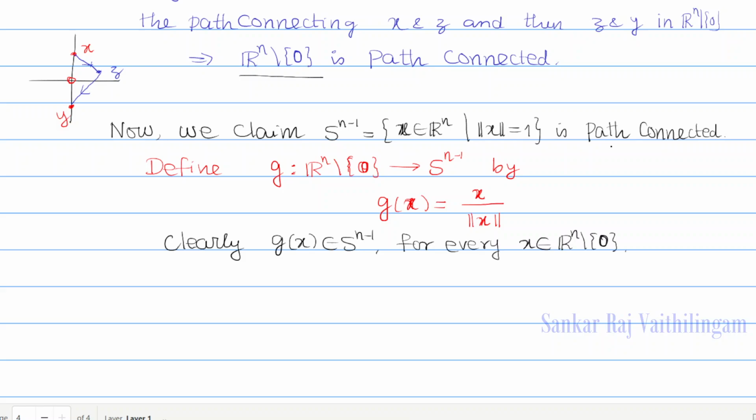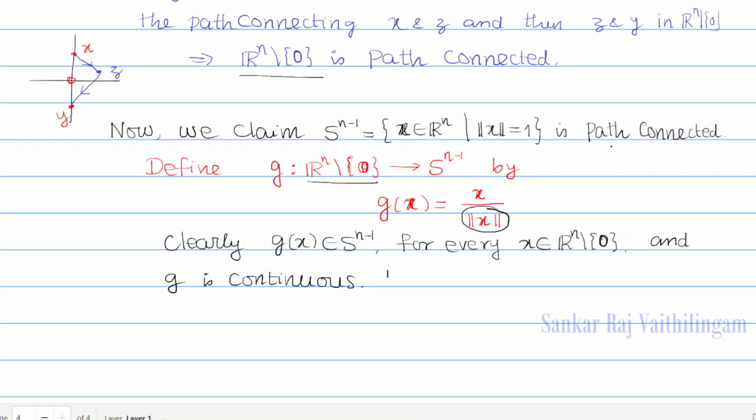And g is continuous. How is it continuous? Because we know that the norm function is continuous, and the norm function is not going to be 0 there. Therefore, 1 divided by norm x is a continuous function. The identity function is continuous, and the quotient of two continuous functions is continuous. Therefore, g is a continuous function.